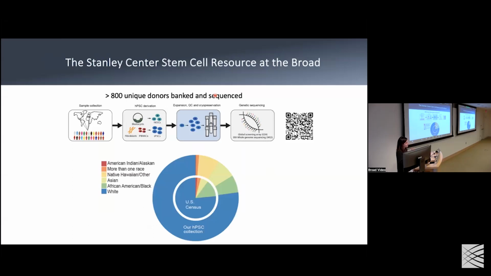Here at the Broad, we also have a stem cell resource that we've established, and that now consists of stem cell lines from over 800 unique donors that have been banked and sequenced. The breakdown of the ancestry of these lines is shown here at the bottom. You can, I hope, appreciate that it is quite similar to the breakdown reported in the US Census. However, we still have a majority of donors of European ancestry.